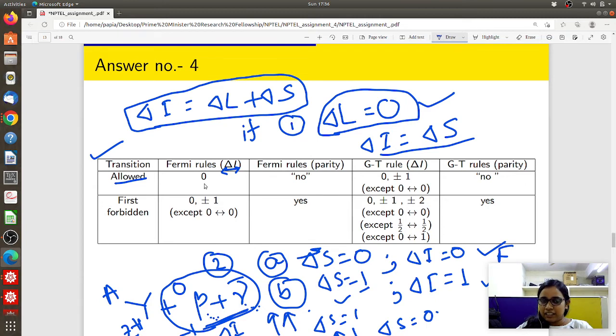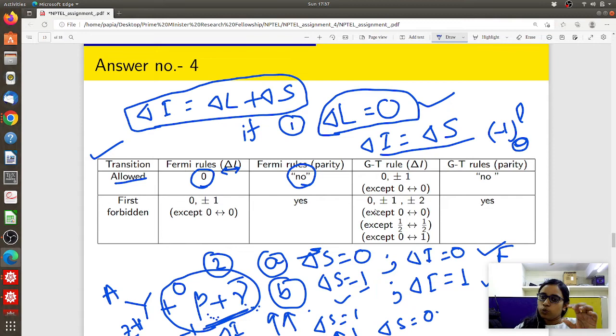Delta I is 0. If delta I is 0, I am saying something more here. Fermi rules: delta I and parity. Parity is no, what does that mean? We all know that parity is minus 1 to the power L. So if delta L equals 0, that means parity has no change.